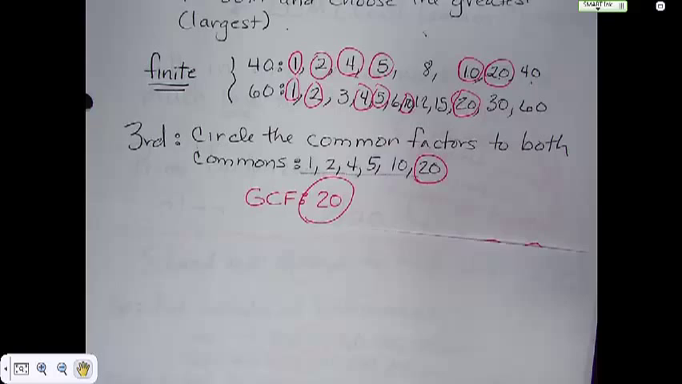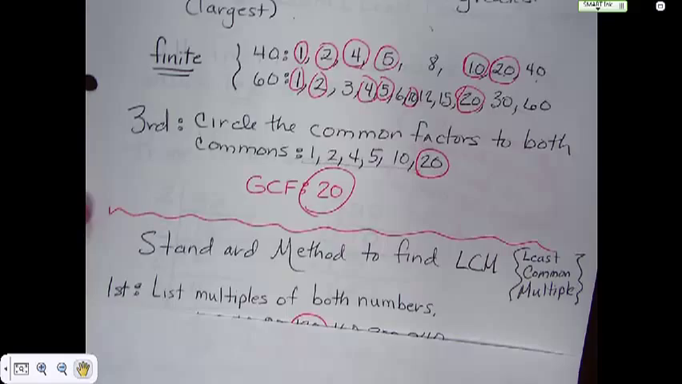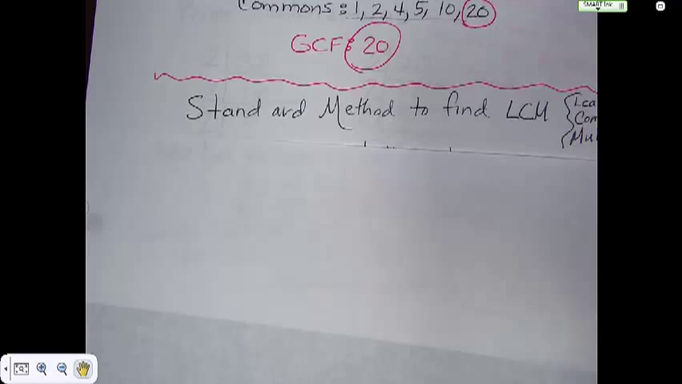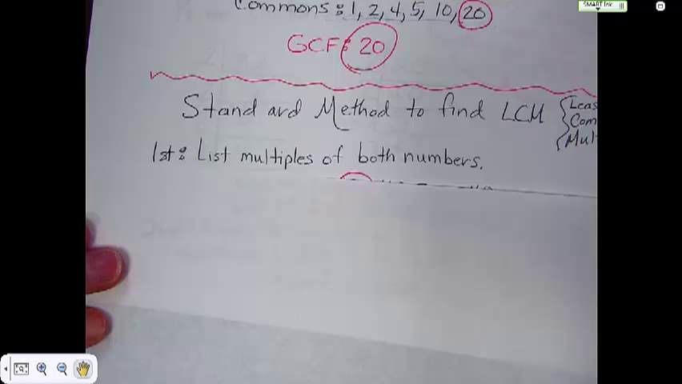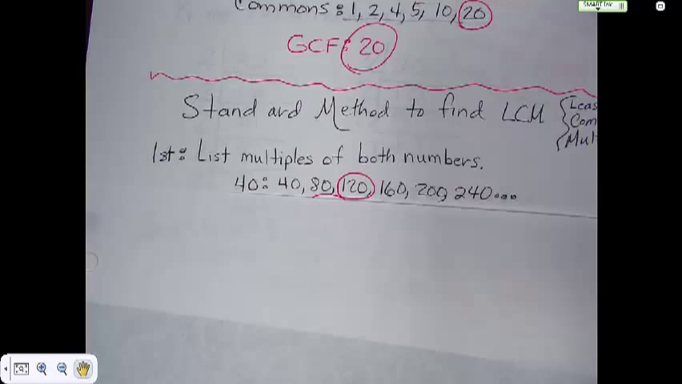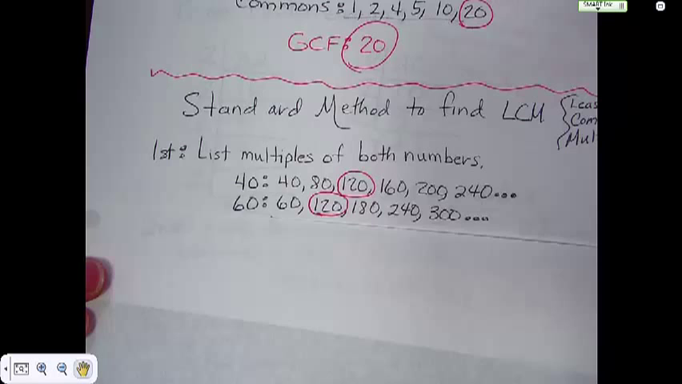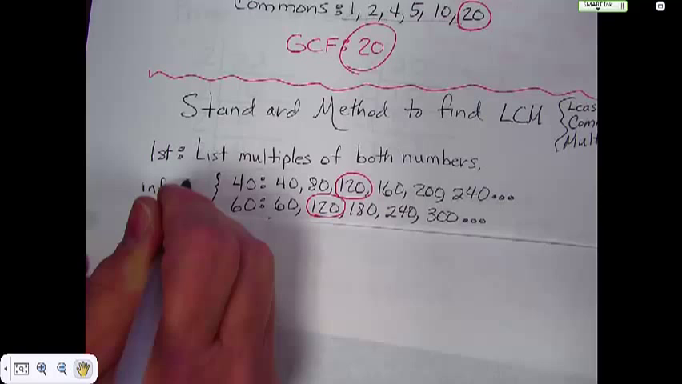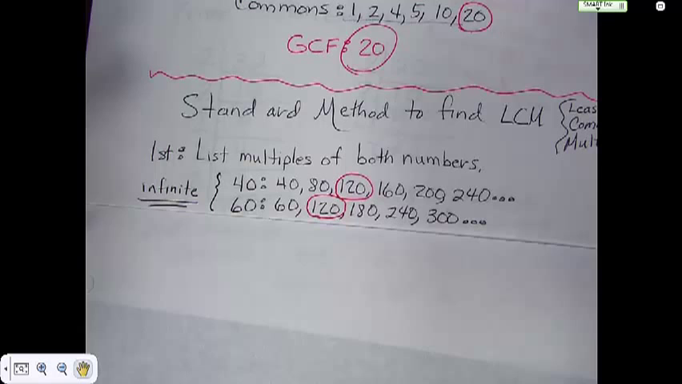Okay, so let's take a look at LCM. LCM stands for least common multiple. When you list out multiples of numbers, a multiple means like 5, 10, 15, 20, counting by fives. Multiples of 20 would be 20, 40, 60, 80. You would list the multiples of both of the numbers you're working with. For 40, I would list 40, 80, 120, 160, 200, 240, etc. For 60, I would write 60, 120, 180, 240, 300, etc. This list is infinite. It goes on forever, unlike the factors list, which is finite.